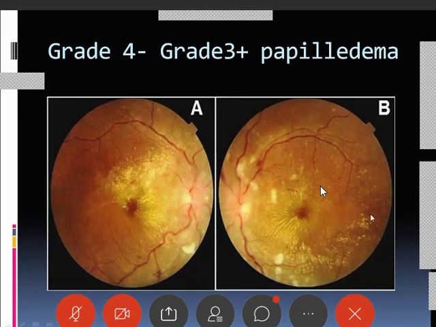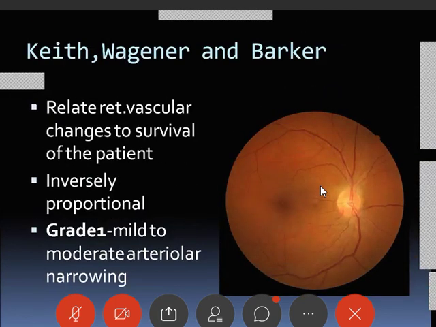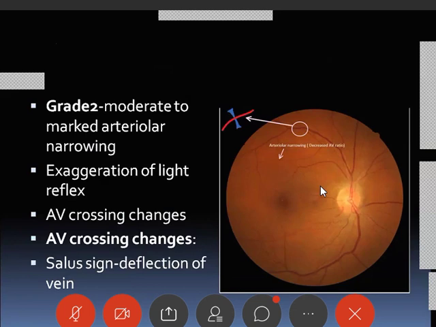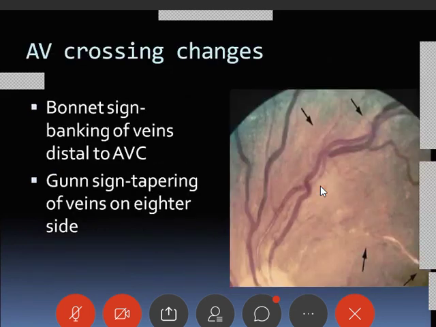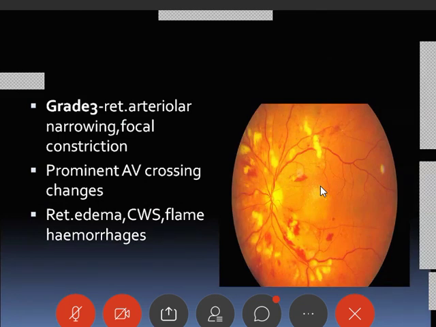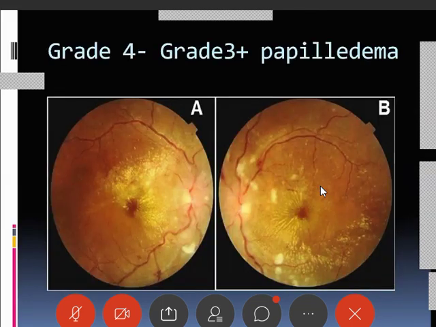So in papilledema, along with the grade 3 findings, there is the disc edema, and also there may be macular star or fan. So that is about the Keith-Wagener-Barker classification. There are 4 grades. Grade 1, mild arteriolar narrowing, then grade 2, AV crossing changes, then grade 3 along with the retinal changes like retinal hemorrhages and the cotton wool spots, and then grade 4, papilledema.